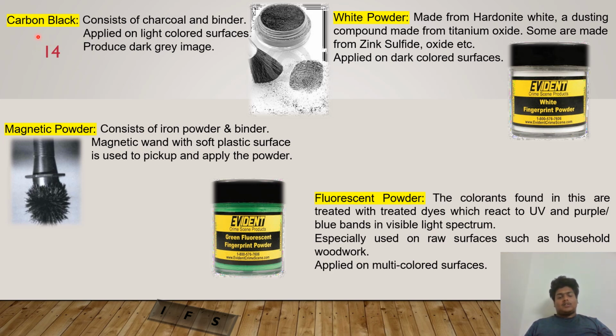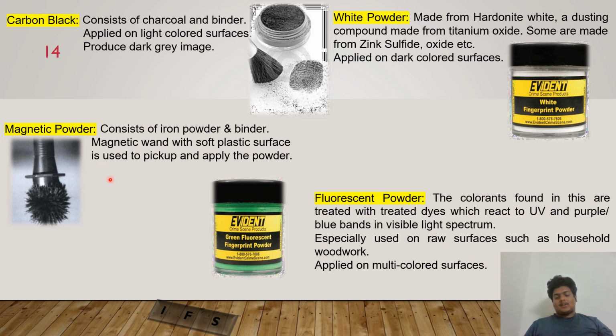So, the carbon black is one of the most used fingerprint powder, which consists of a charcoal and a binder, which is applied on the light colored surfaces, which produce a dark gray image. Then we have a white powder made from hydronate white and a dusting component made from titanium dioxide. Sometimes the white powder is also made up of zinc sulfides oxide, etc., which is used to apply on the dark colored surface. Then we have magnetic powder.